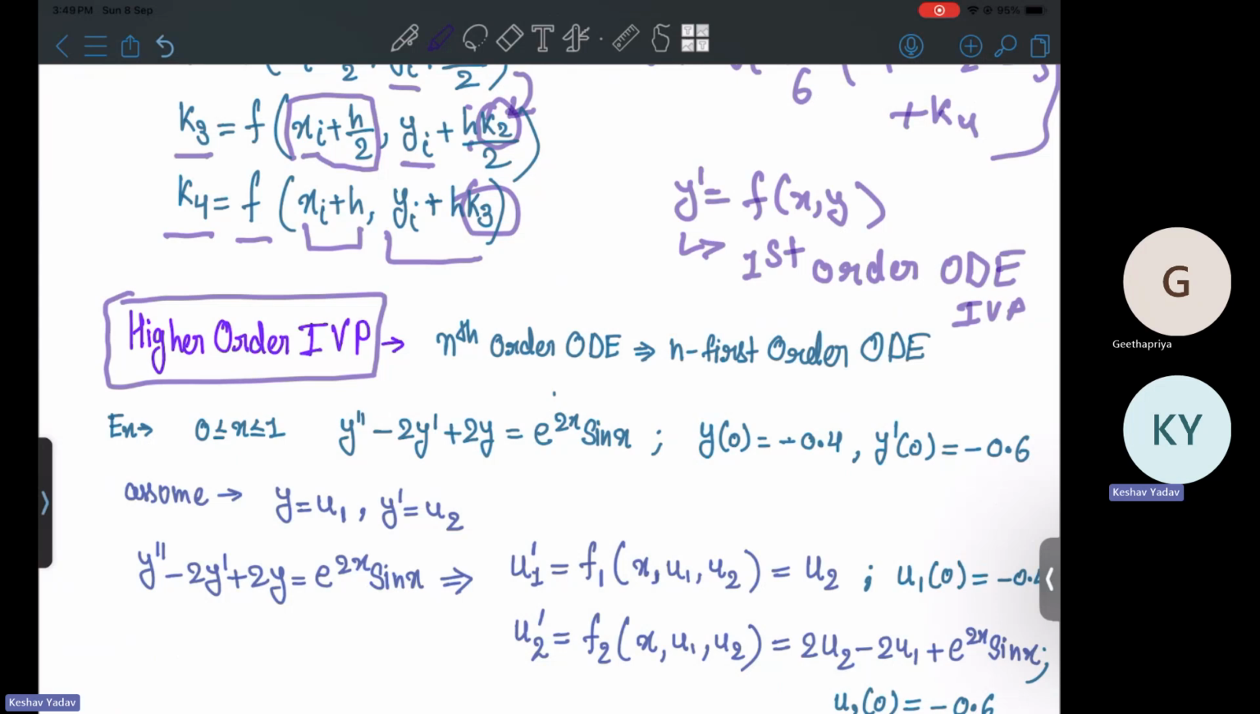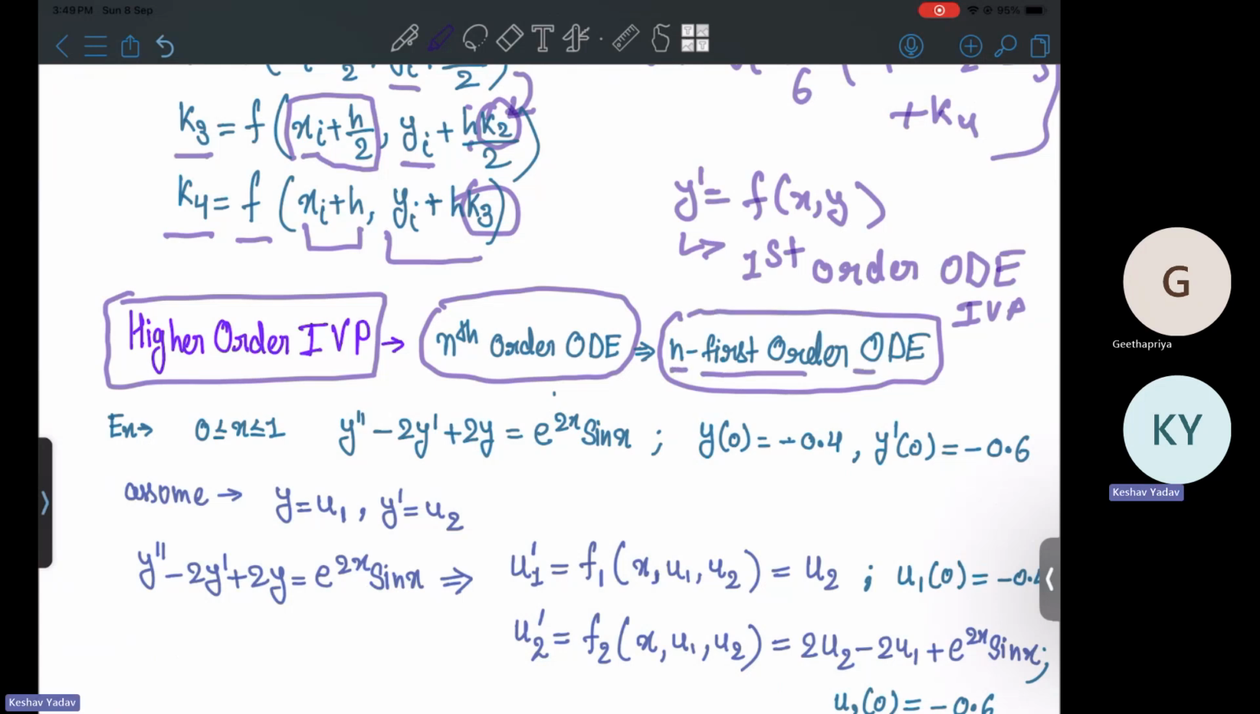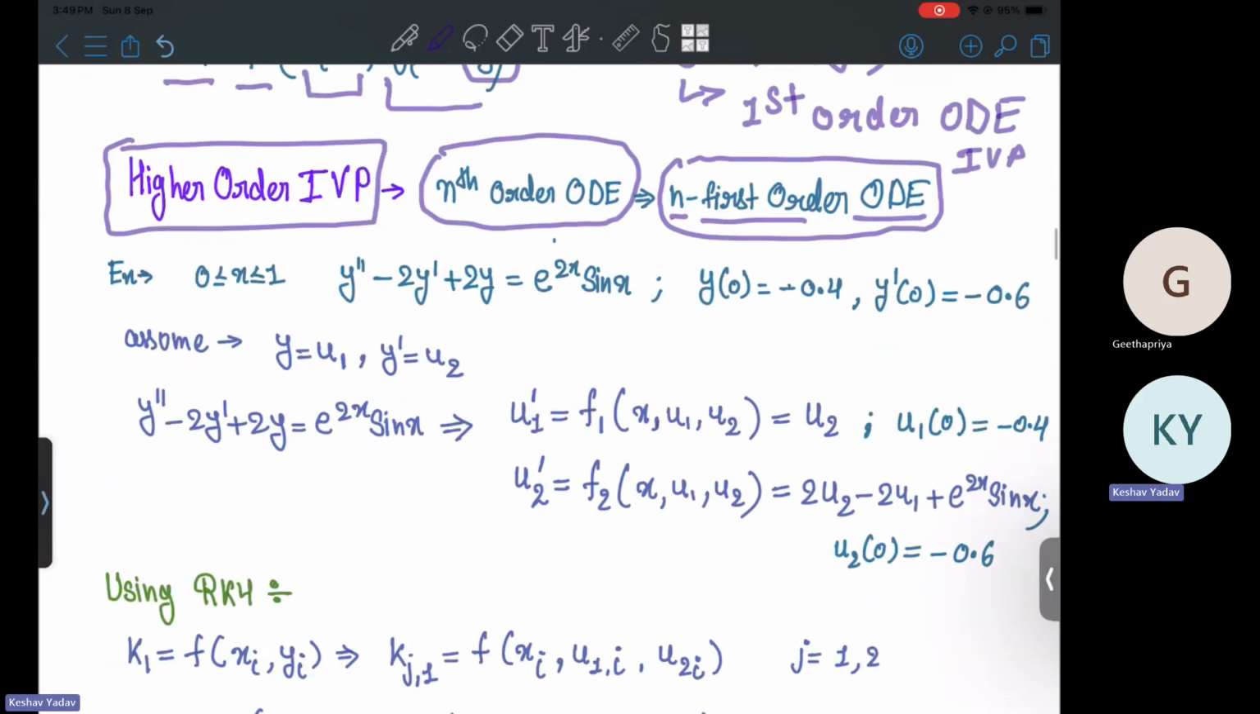Now, if we want to solve higher order initial value problem, how we can solve it? So this higher order, nth order ordinary differential equation or nth order initial value problem can be converted into n first order initial value problems. How we can convert? Now we will see. Suppose we have an example.